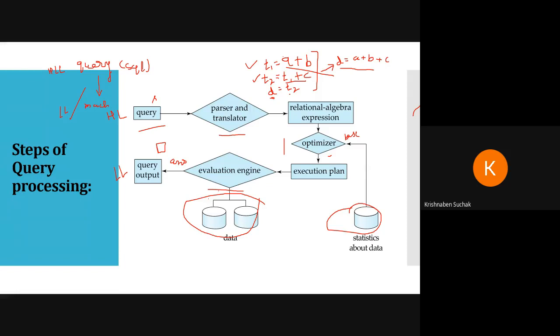Is it clear, Dhruv? Okay. Everyone else, these steps are clear to you? So basically, these are the three steps. First one is parser and translator, then optimizer, and then there is evaluation. Everyone, is it clear? Please write here.